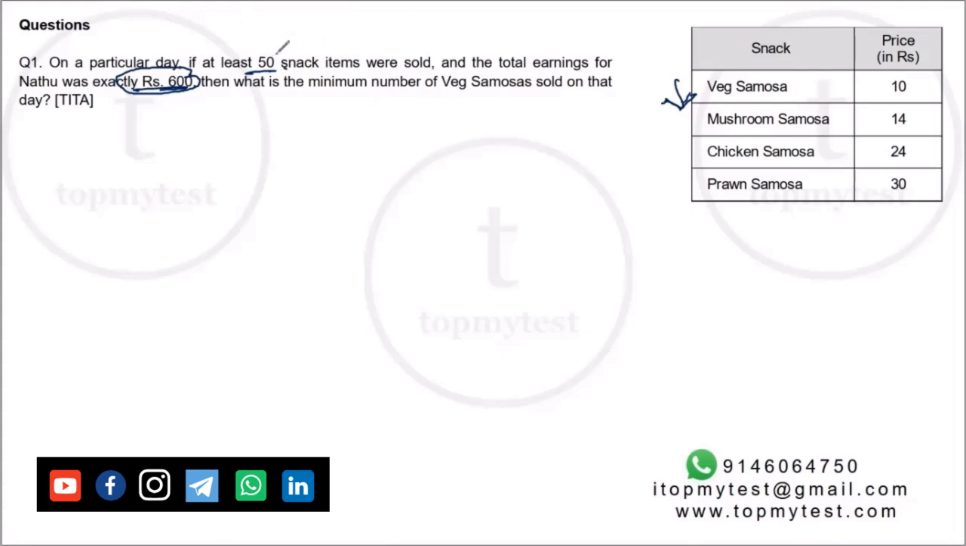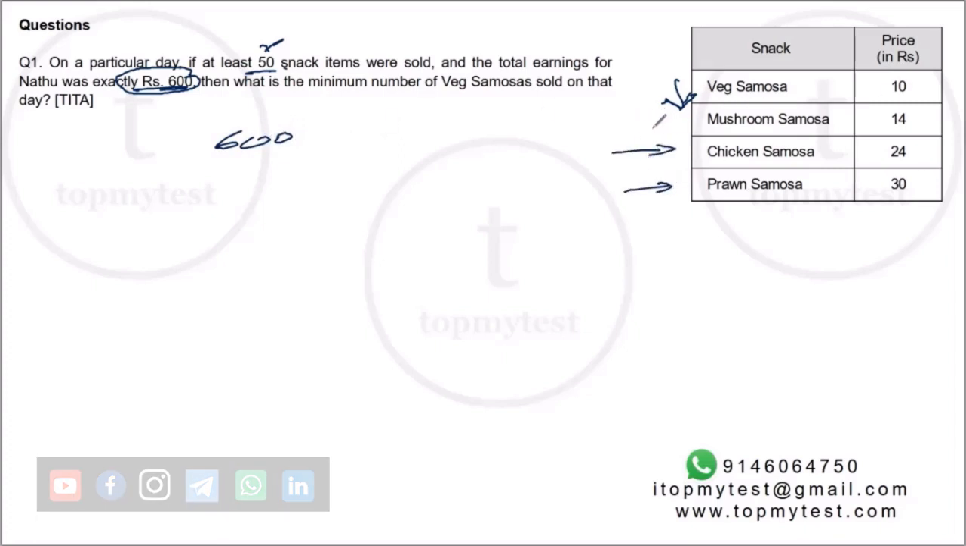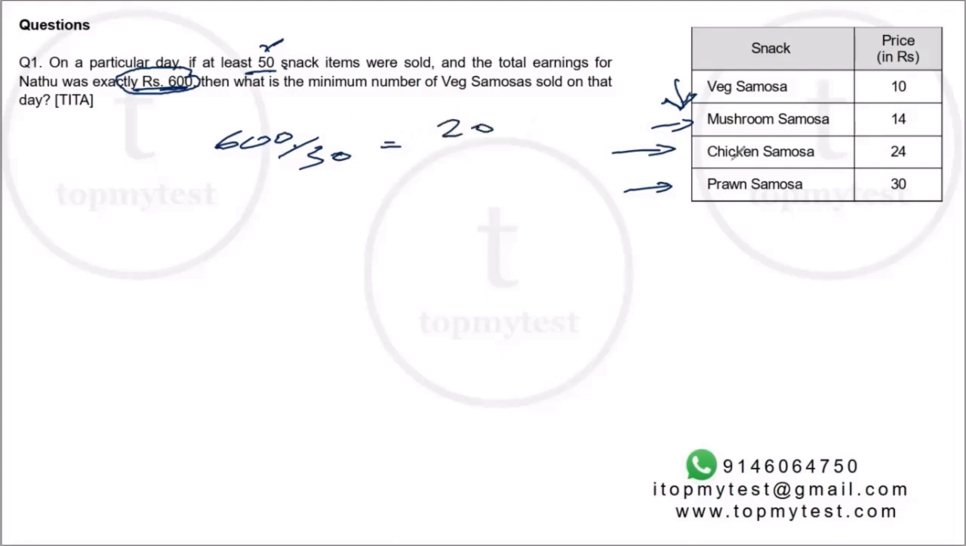Right now, if this 50 was not given, I can fill the 600 using just chicken samosa or prawn samosa or mushroom samosa. For example, I can have 600 divided by 30, which is 20 prawn samosas, and basically earn that 600 rupees. Similarly, I can have 600 divided by 24, that's 25 chicken samosas, and be done. And similarly, I can do it with some combination of mushroom, chicken and prawn samosas.